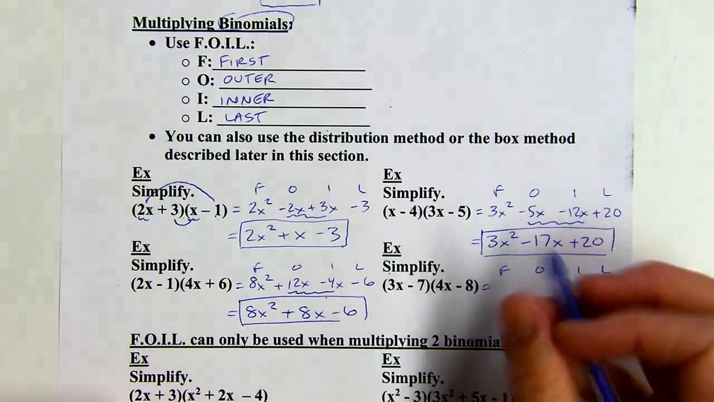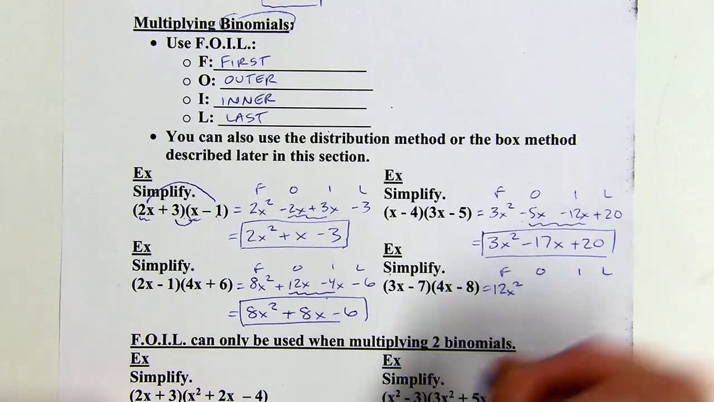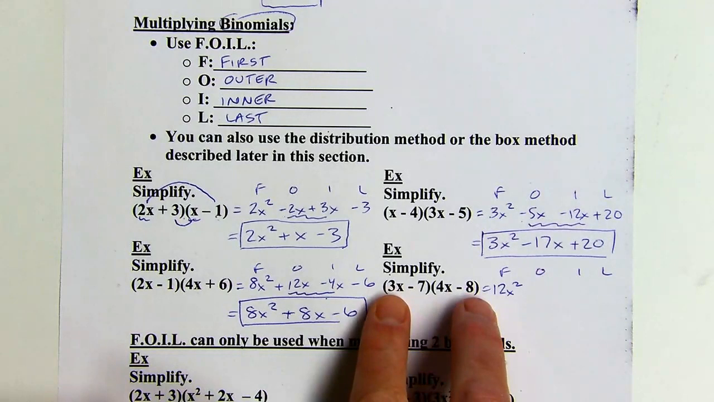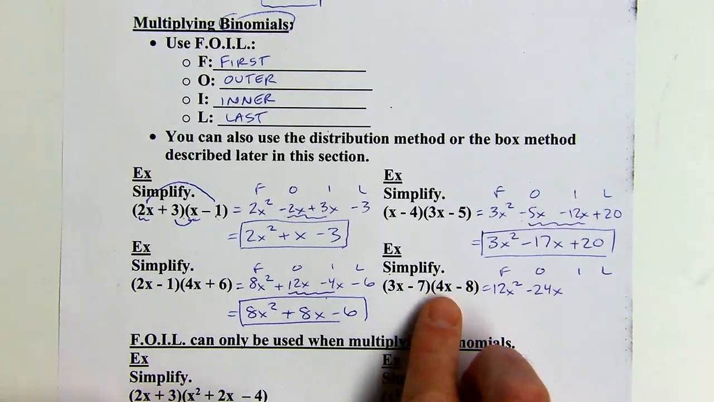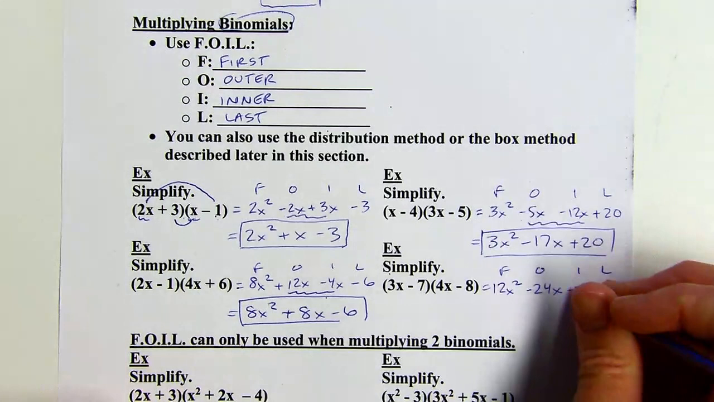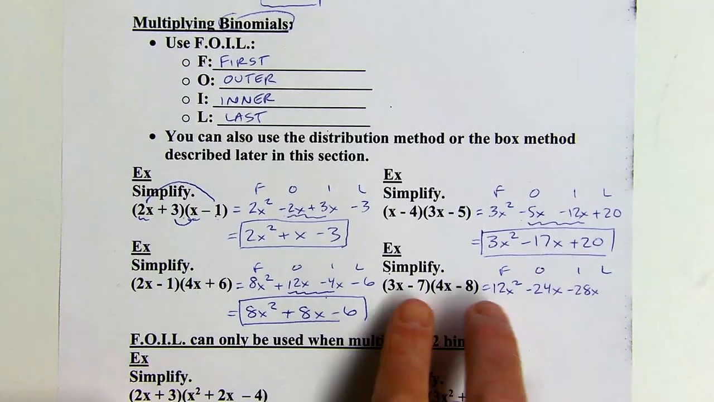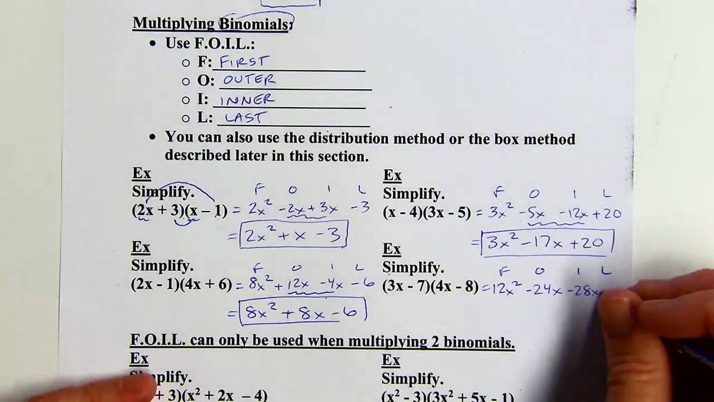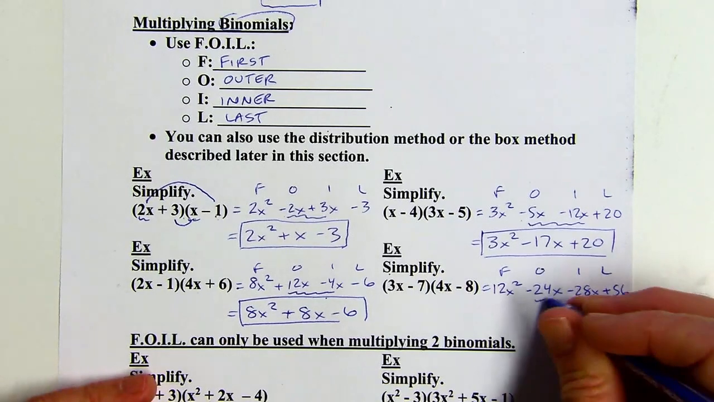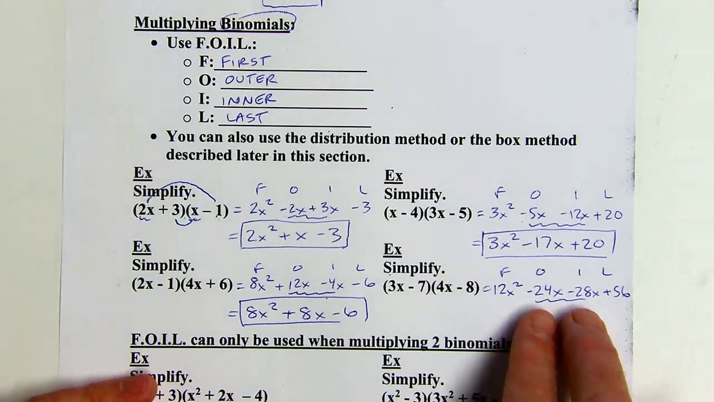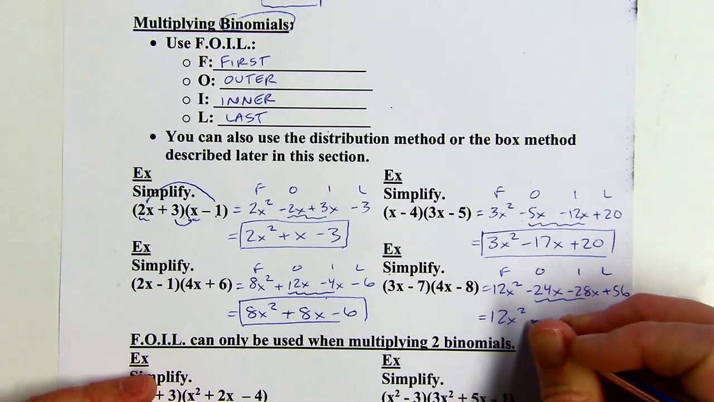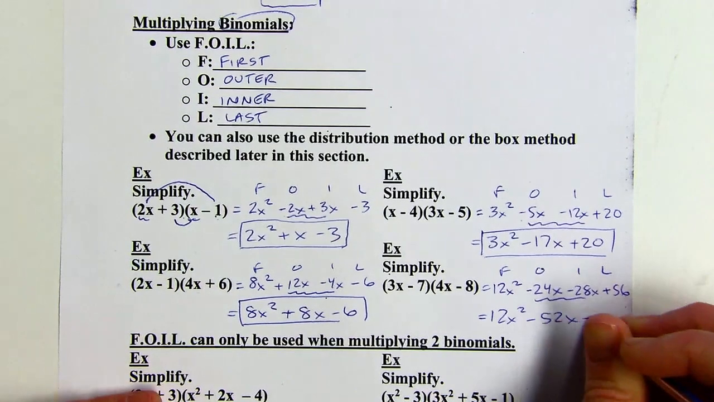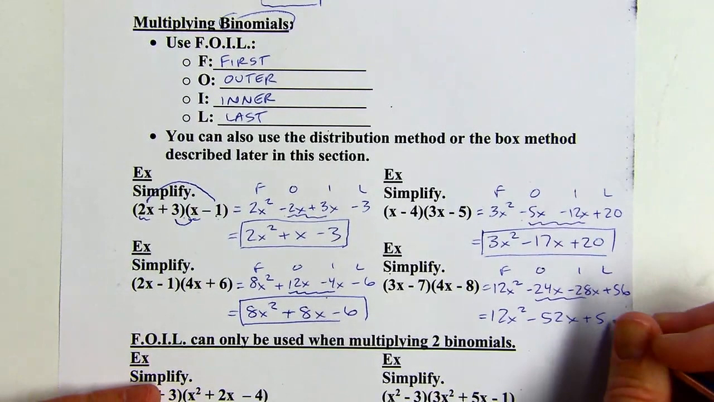Okay, one more time here. First, 3x times 4x, 12x squared. Outer, 3x times negative 8 is negative 24x. Inner, negative 7 times 4x would be negative 28x. And last, negative 7 times negative 8 would be positive 56. And I still want to combine those, so that's going to be negative 52. So 12x squared minus 52x plus 56.